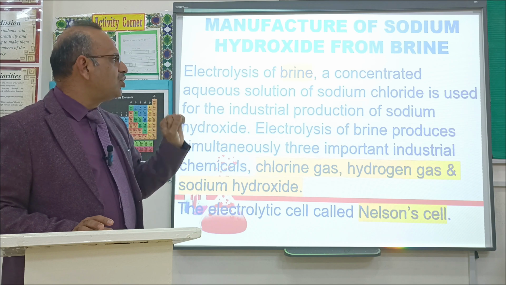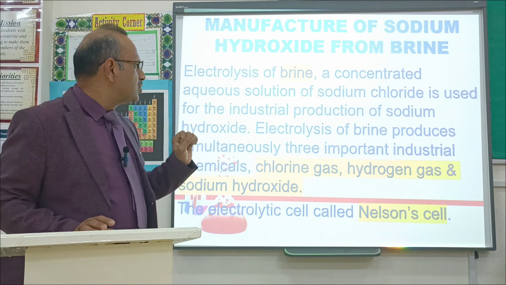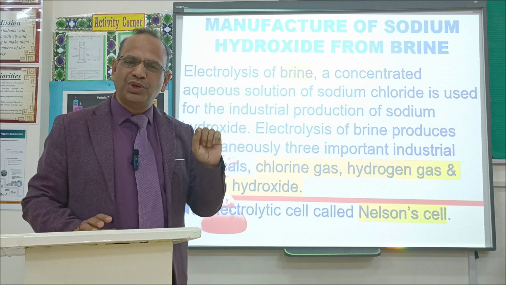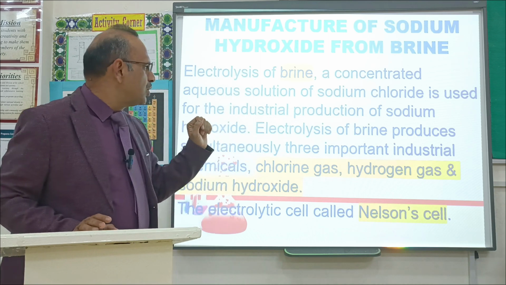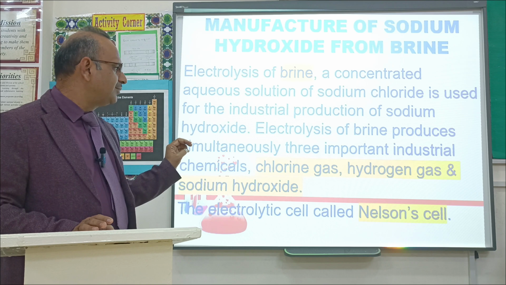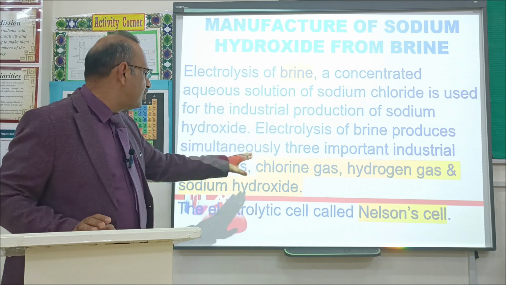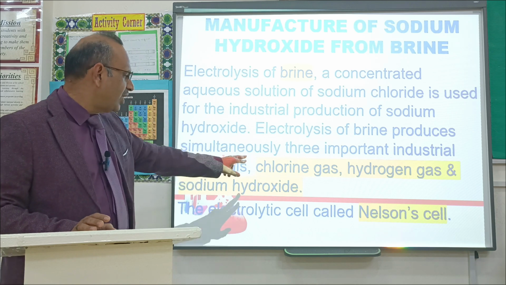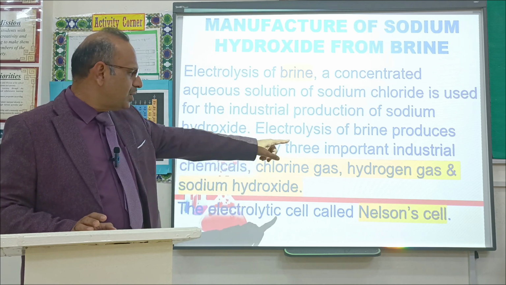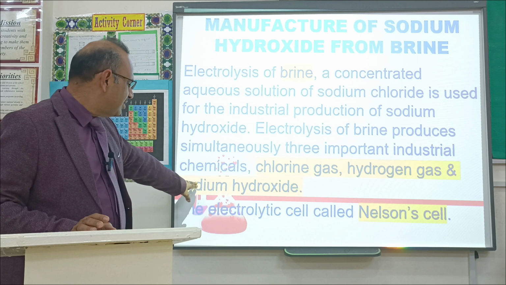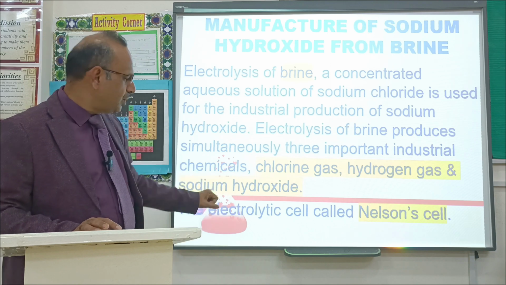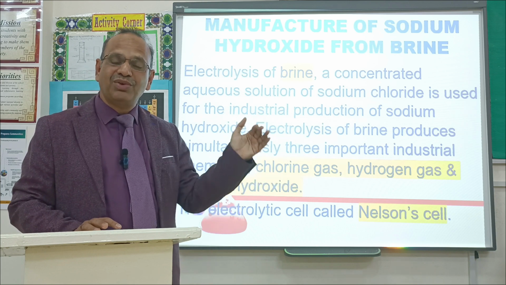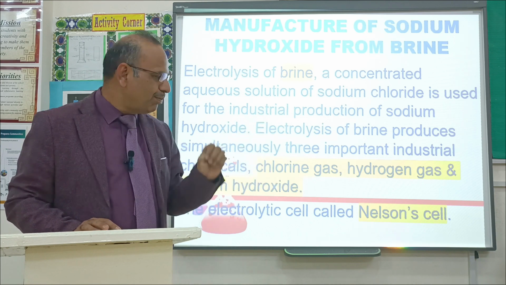Manufacture of sodium hydroxide from brine. For this purpose, we use brine, a concentrated solution of sodium chloride. Electrolysis of brine simultaneously produces three important substances: chlorine gas, hydrogen gas, and mainly sodium hydroxide. We want to prepare sodium hydroxide, but chlorine gas and hydrogen gas are also obtained as byproducts.